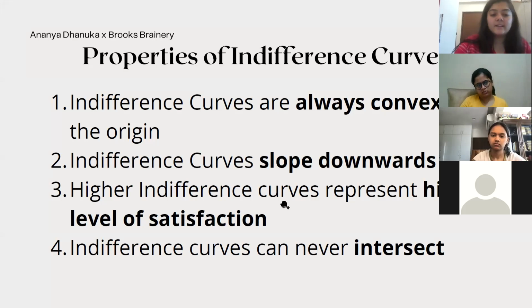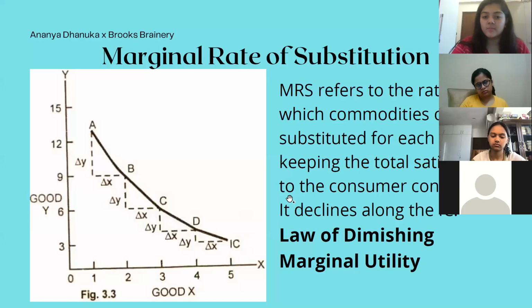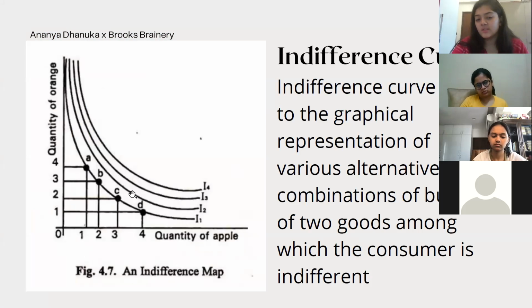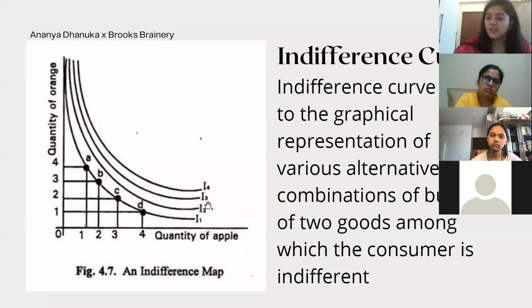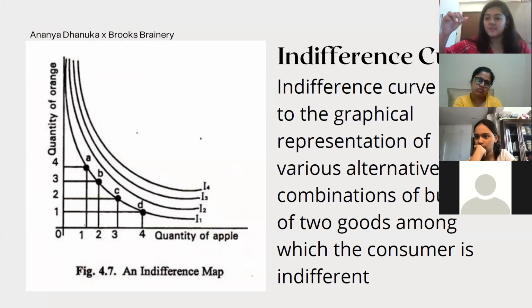All right. Indifference curves cannot intersect because every indifference curve represents a different level of satisfaction, and on that indifference curve, the level of satisfaction is constant. So if I1 and I2 were intersecting, this would mean that at the point of intersection, your levels of satisfaction are clashing. I should have added a figure here.